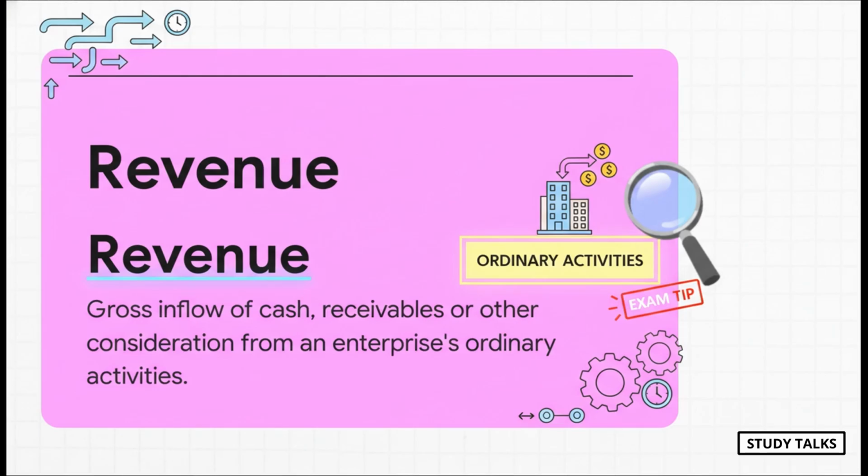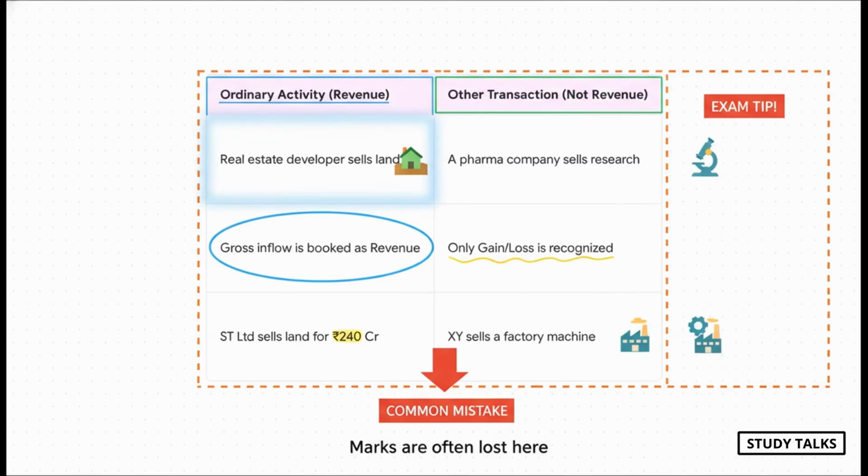It's not just any money coming in. It has to be from your normal, day-to-day business operations. Let's make this super clear. On one hand, you have a real estate developer. What's their ordinary activity? Selling land. So when they sell a plot for 240 crore, the whole amount is revenue.